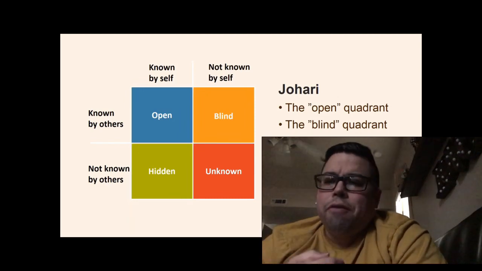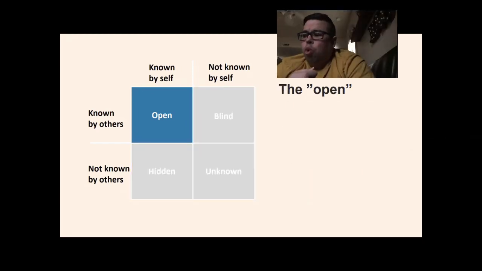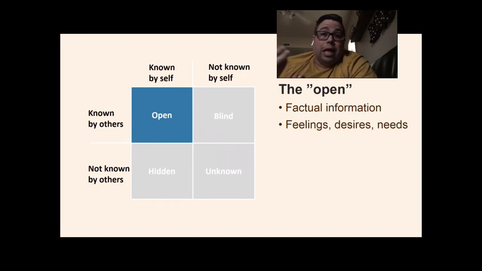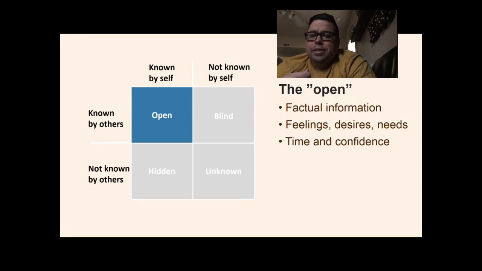So the first one is the open quadrant, and it's called open because it involves a person's behavior, motivations, feelings, likes, dislikes, things like that. One example can be factual information about yourself. And so you might know that you're a loud person, and other people know that about you, obviously, because they have ears. It could also involve feelings, desires, and needs that you allow other people to know, and basically information that you allow other people to know about you.